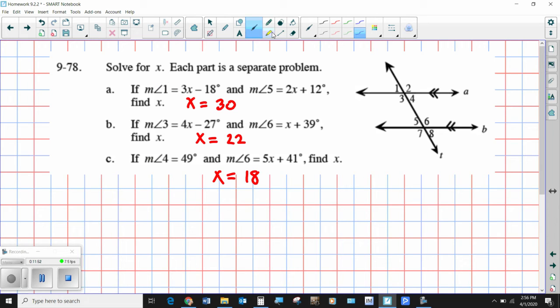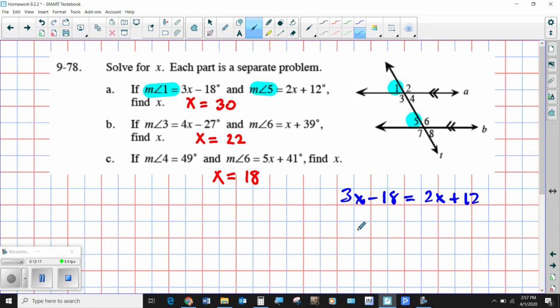So let's first look and see what is the relationship between this angle here, angle 1, and angle 5. It looks like they're corresponding angles of a transversal going through parallel lines, which means these two are equal to each other. So if they are equal to each other, then that means that 3x minus 18 has to be equal to 2x plus 12.